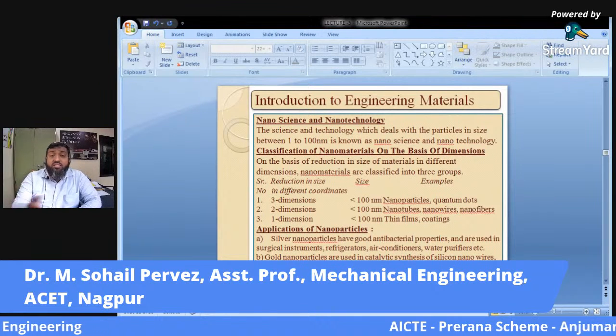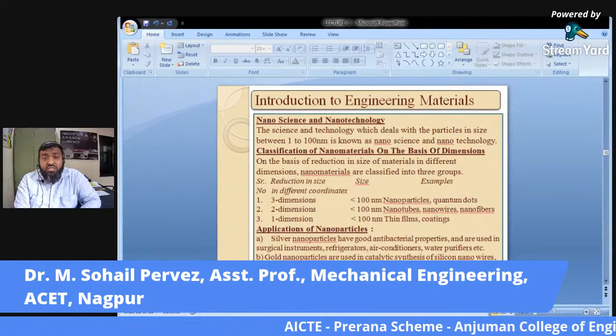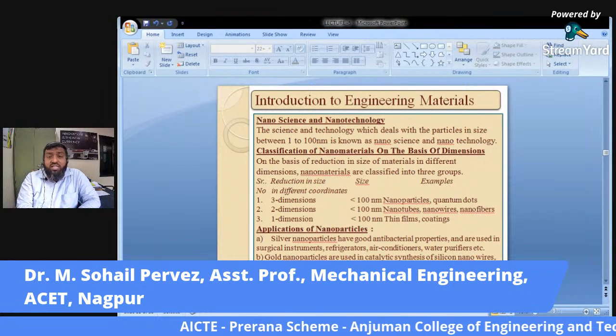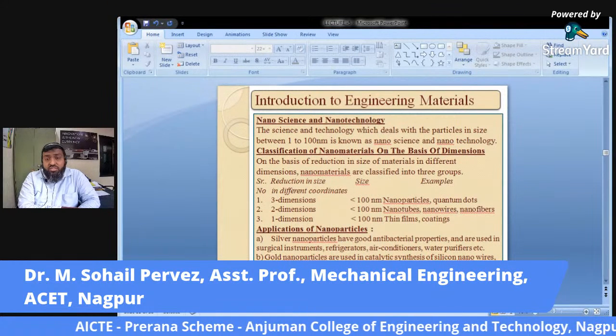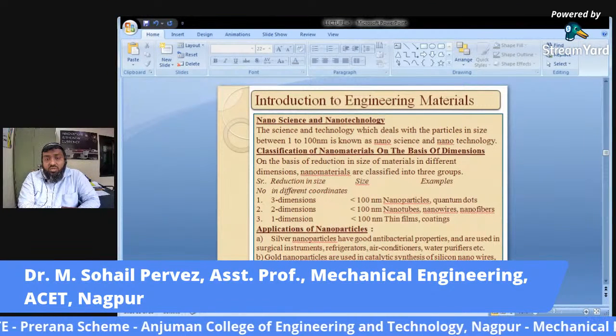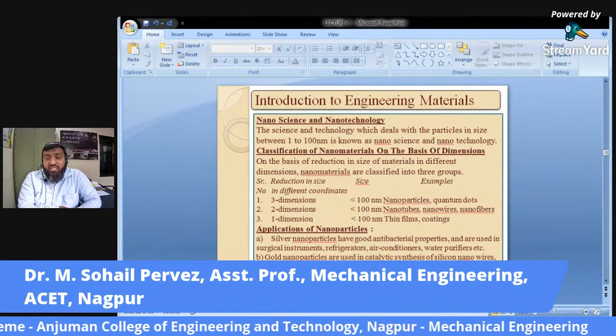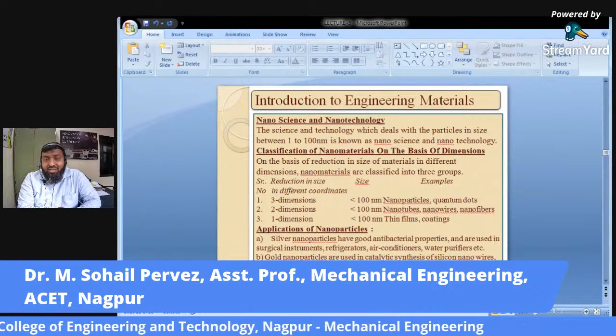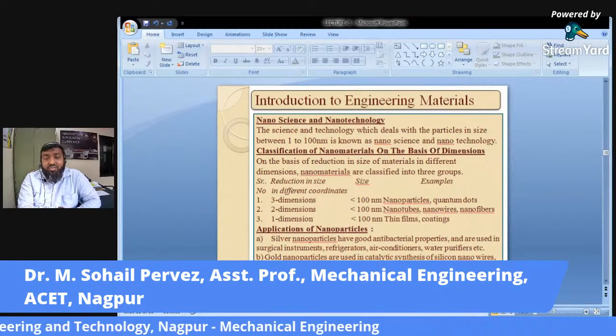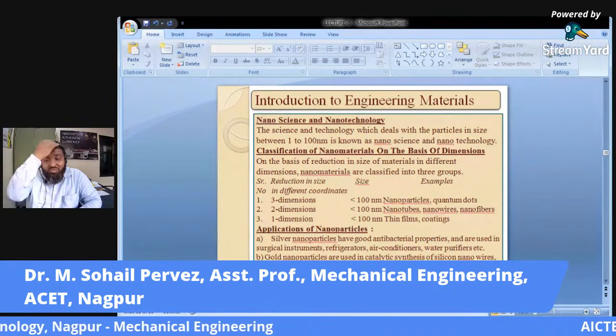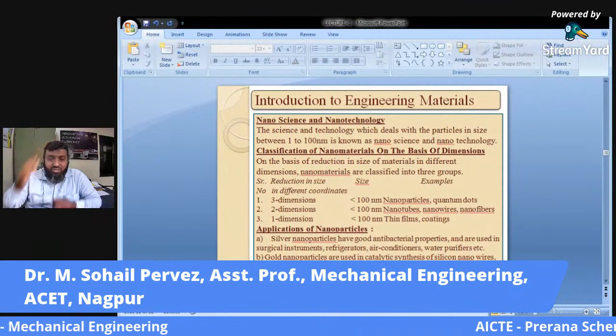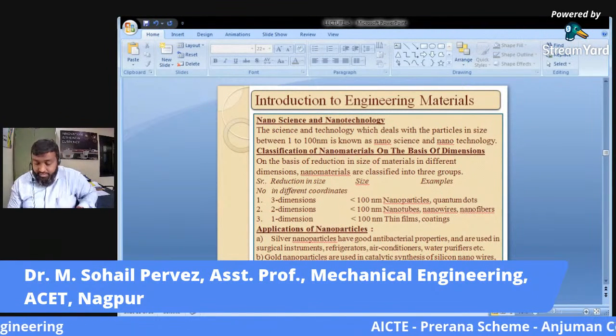Now mechanical engineers have introduced this nanofluid in automobiles also, as a coolant in our IC engine setup. So now this nanoparticle is being utilized in automobiles also.